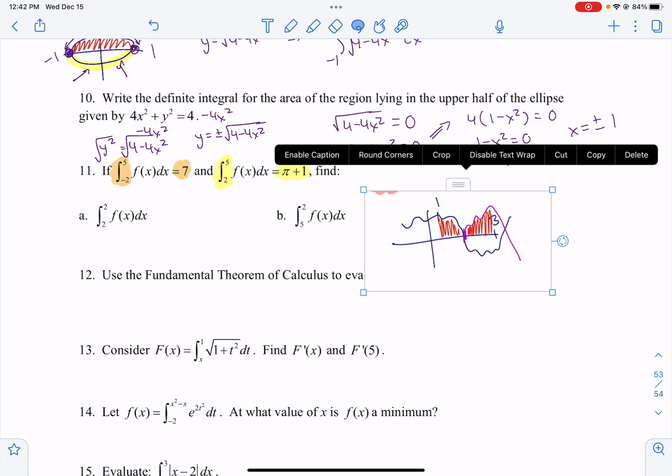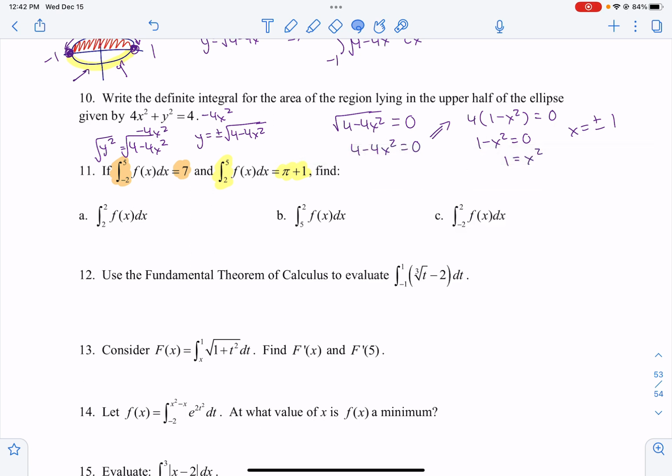When I go from 2 to 2, this part A right here, we've talked about this. It's come up in the notes. My integral is 0 because I'm not moving. I'm not integrating the area of any length. I'm going from 2 to itself, which is 2.